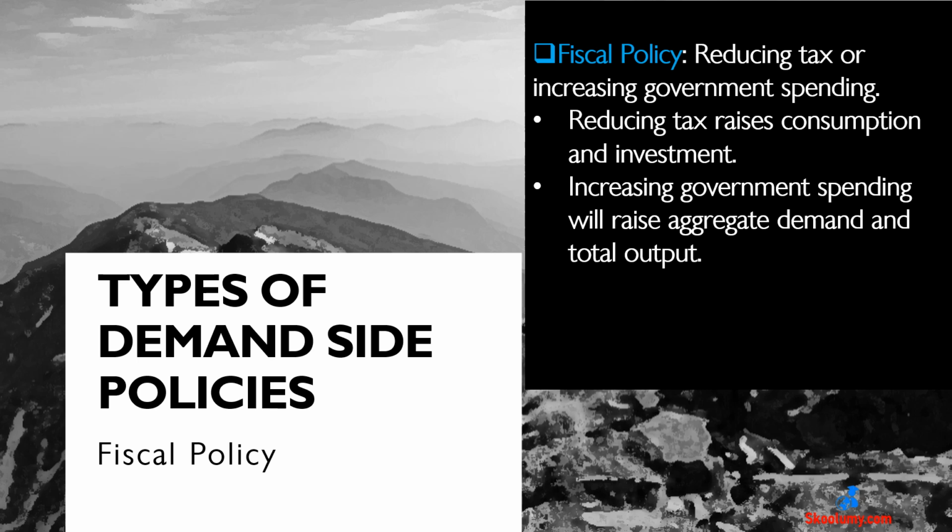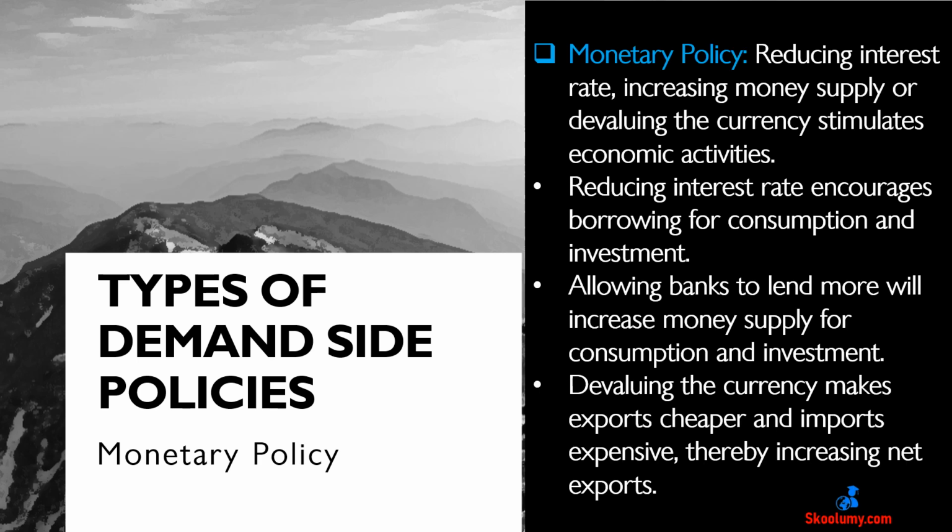services. Monetary policy involves the use of interest rate, money supply, and exchange rate to influence aggregate demand. To promote economic growth, interest rate is reduced, money supply is increased, or currency is devalued. Reducing interest rate makes borrowing cheaper for consumption and investment. More consumption and investment mean more products will be produced, resulting in economic growth.